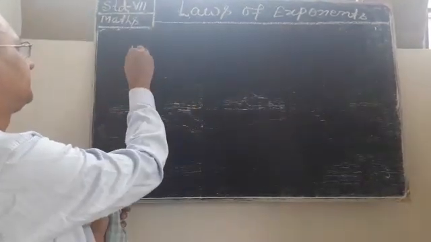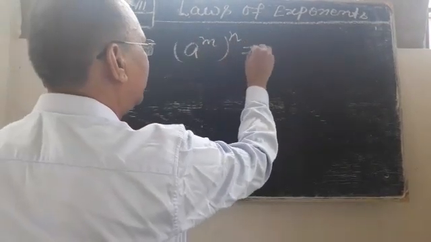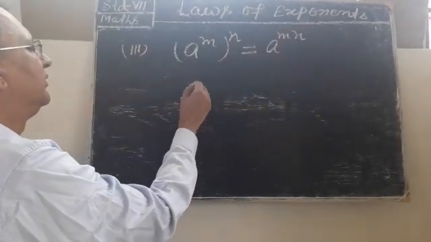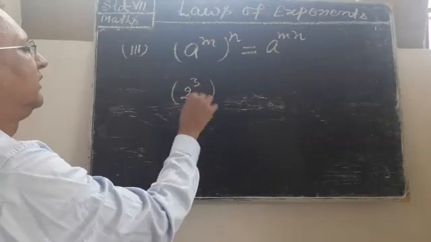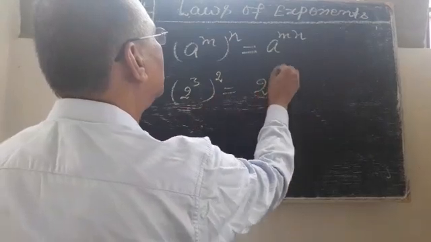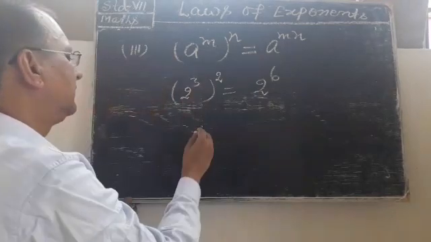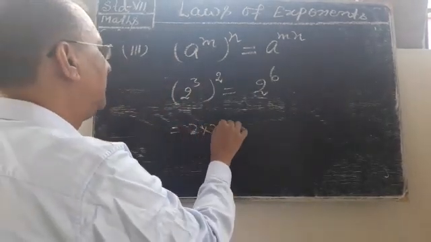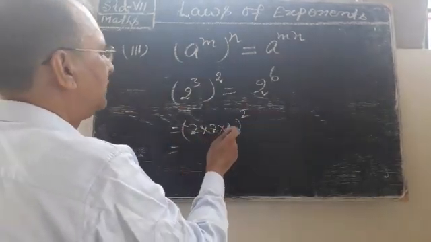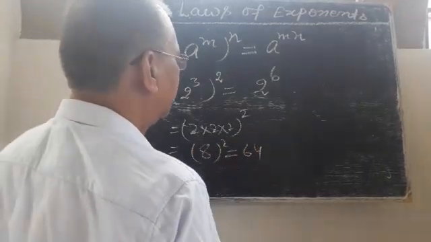Third one is a power m whole power n is equal to a power m into n. 2 power 3 whole to the power 2 is equal to 2 to the power 3 into 2, which is 6. You may see 2 power 3, that is 2 into 2 into 2, a whole to the power 2. 2, 4, 8, power 2 is equal to 64.